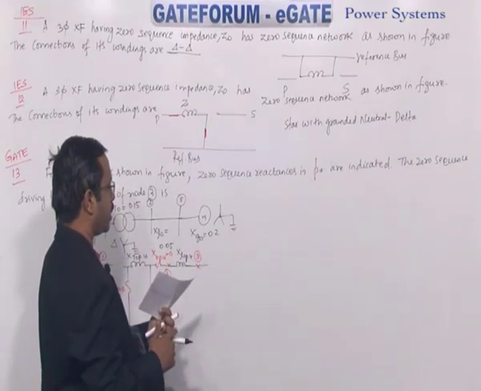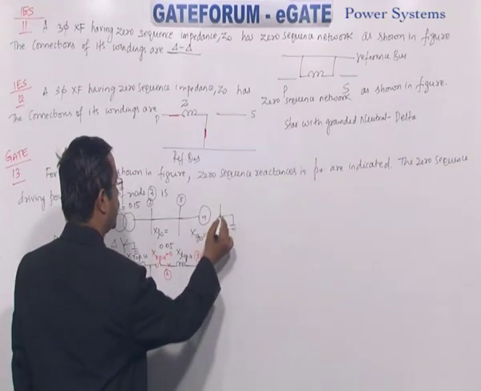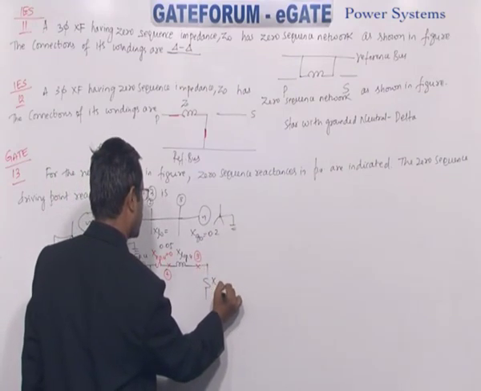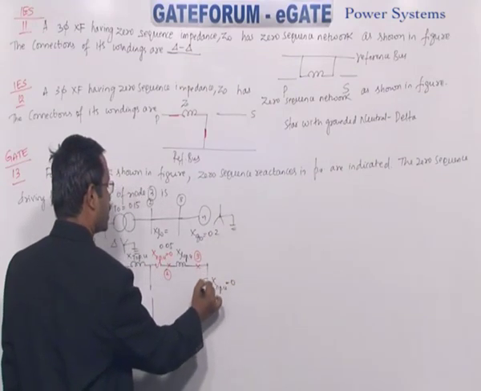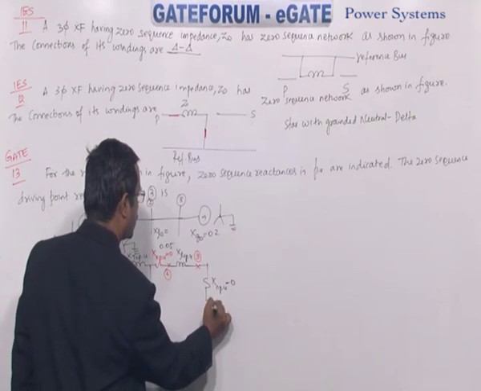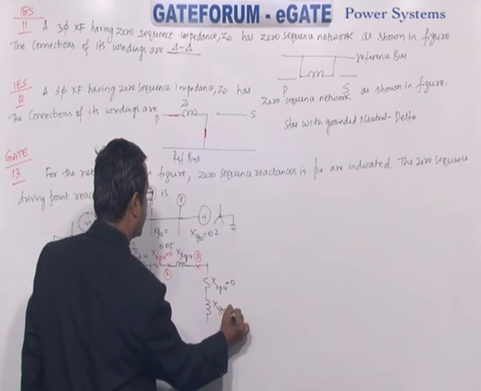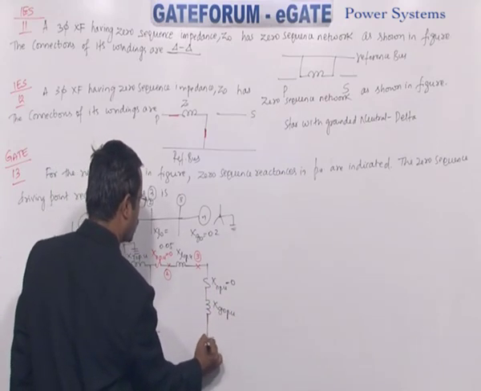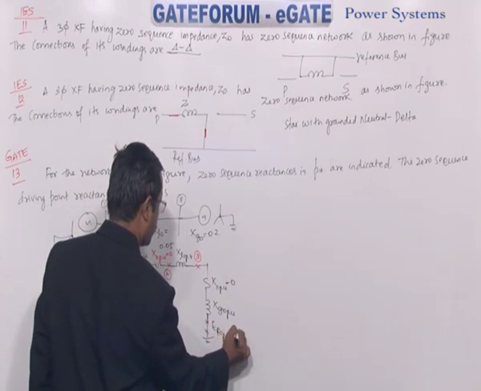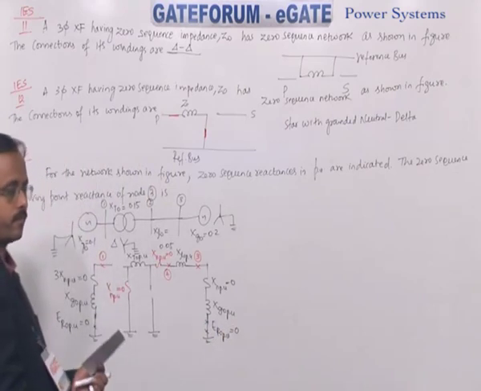Further alternator. Again solid neutral, so you close the series switch. You close that, Xn per unit 0 means a fuse. Next Xg0 per unit and no source here. Zero sequence network. ER0 per unit is 0.